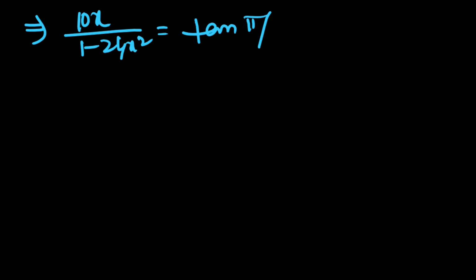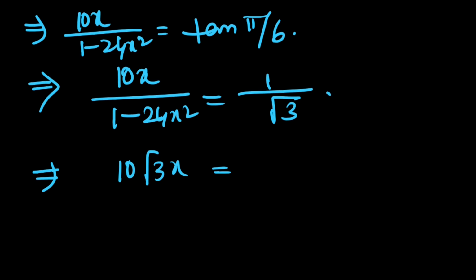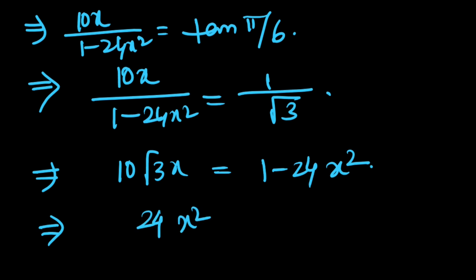Now we take tan on both sides, then we get 10x over 1 minus 24x square is equal to tan of pi by 6. This implies 10x over 1 minus 24x square, and tan of pi by 6 is equal to 1 over root 3. Now we cross multiply and simplify it, that is 10 root 3 x is equal to 1 minus 24x square. So all terms on the same side, that is 24x square plus 10 root 3 x minus 1 is equal to 0. So we got a quadratic equation.